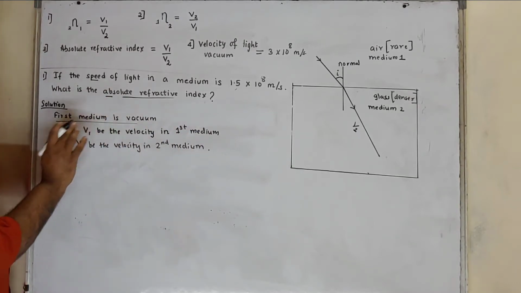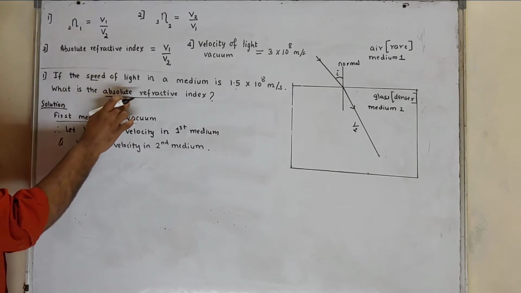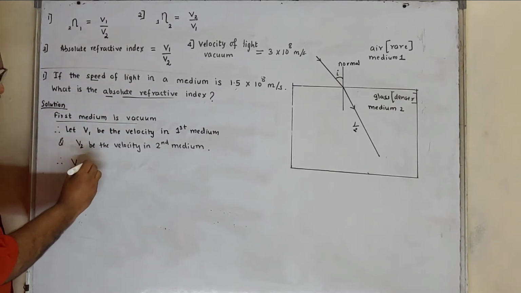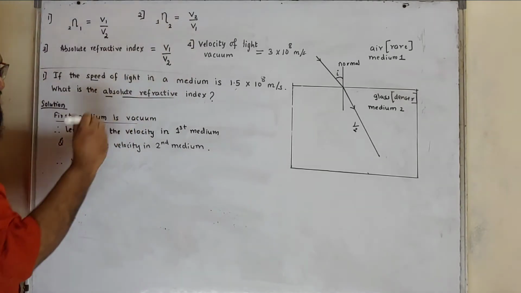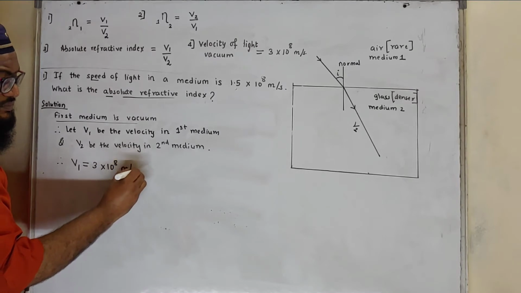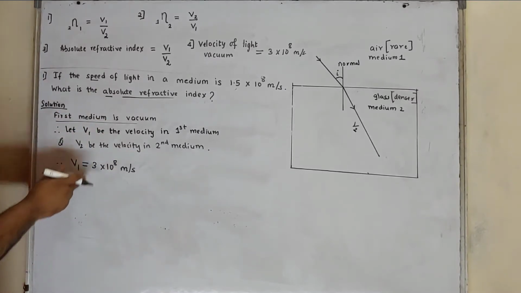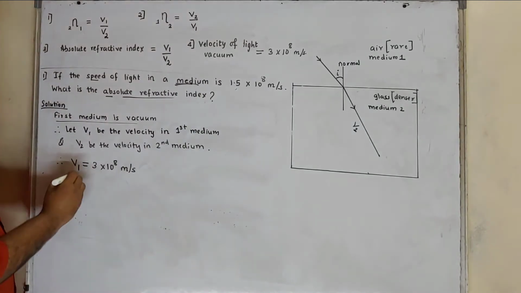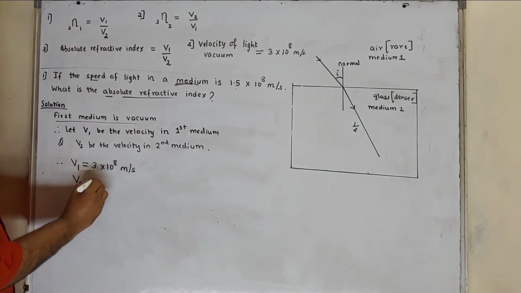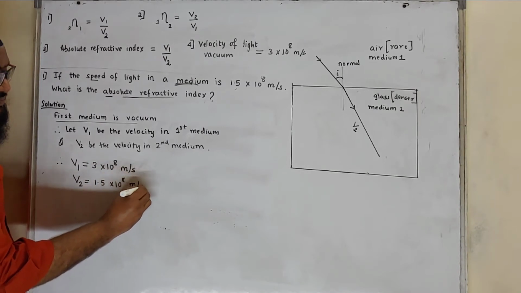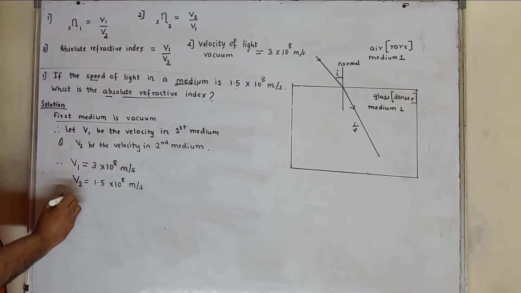Now we know that the first medium is vacuum, because in absolute refractive index, the first medium is vacuum. So V1, the velocity of light in vacuum, is 3 into 10 raised to 8 meter per second. Then the speed of light in a medium, this medium will be the second medium. That means V2 is 1.5 into 10 raised to 8 meter per second. We need to find the absolute refractive index.